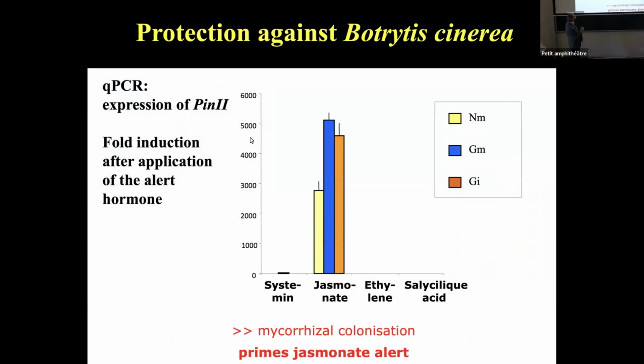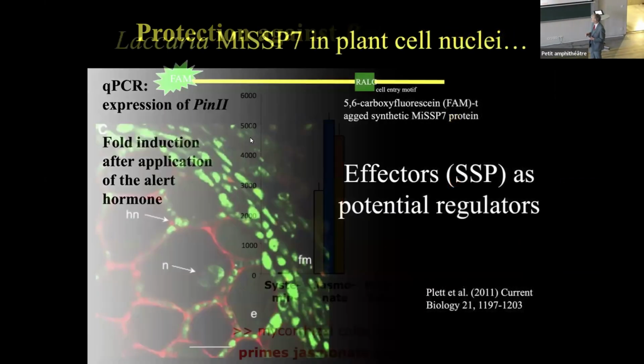And to finish that, here you have the way different alert hormones are inducing PIN2 as an example of the defense. And you can see that when it's not mycorrhizal versus when it's mycorrhizal, jasmonate, which is the signal, the other ones, they don't elicit anything in terms of PIN2, but the elicitation by jasmonate is potentiated by the fact that the plant is mycorrhizal with this or this fungus versus a non-mycorrhizal plant. We still don't know why the plant is more responsive to its own alert signals, but I would like to offer you a perspective.